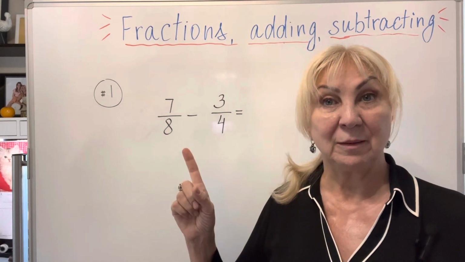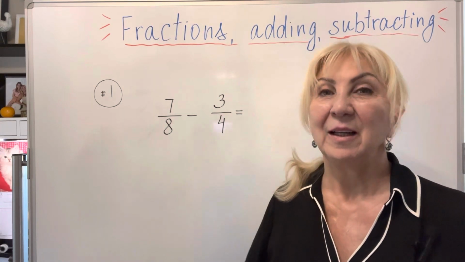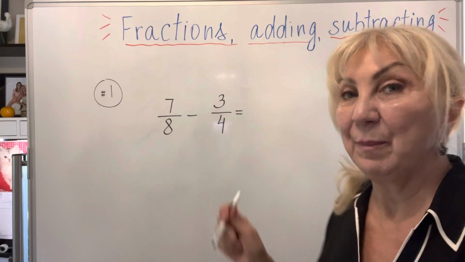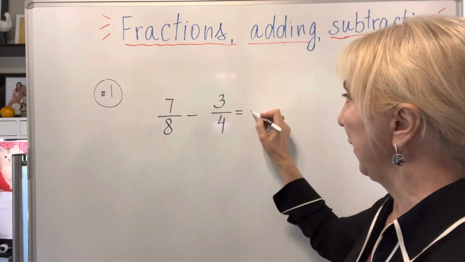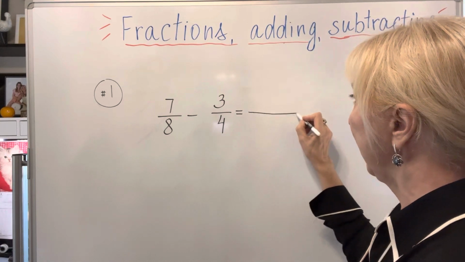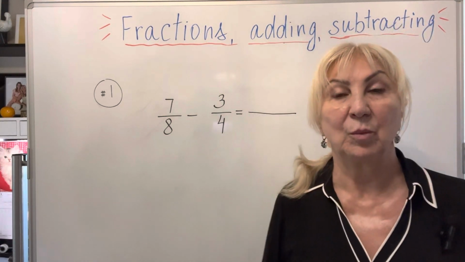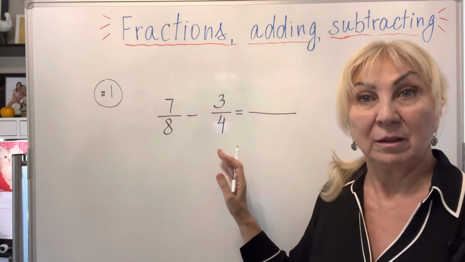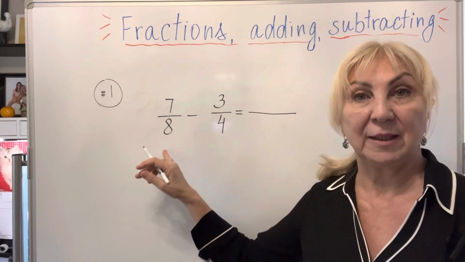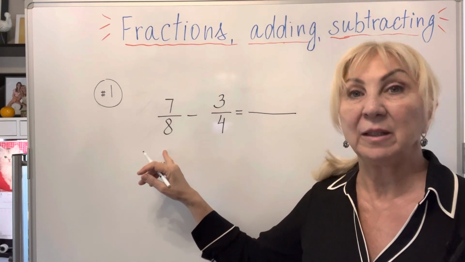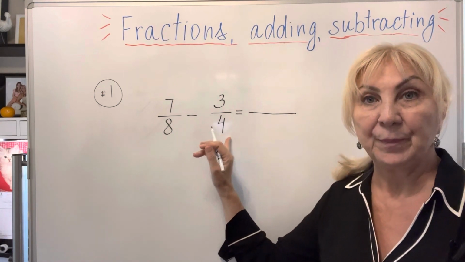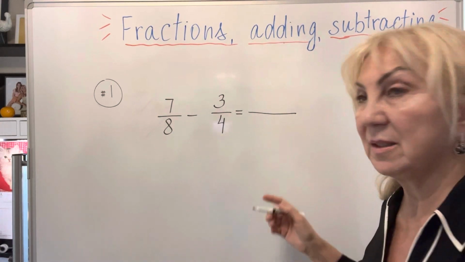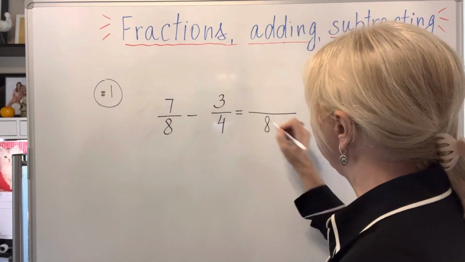Step number 1, you're right. Find the least common denominator of 8 and 4. All right, how do we work this out? Take a look at the larger denominator, which is 8, and see if it is divisible by the second one. In this case, yes, and this is our common denominator.